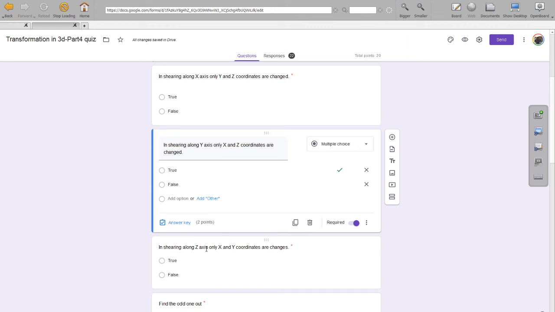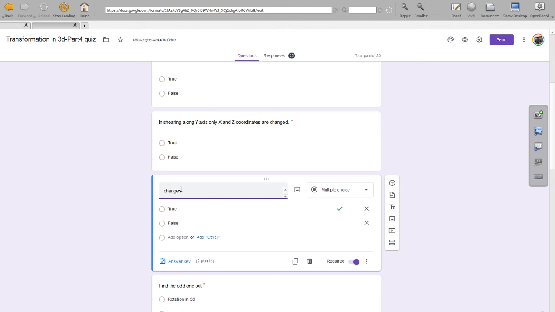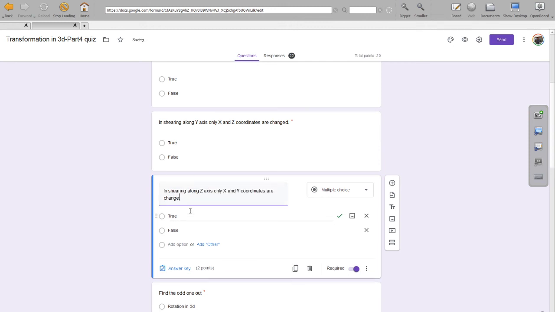And in shearing along z-axis, only x and y coordinates are changed. This is also true.